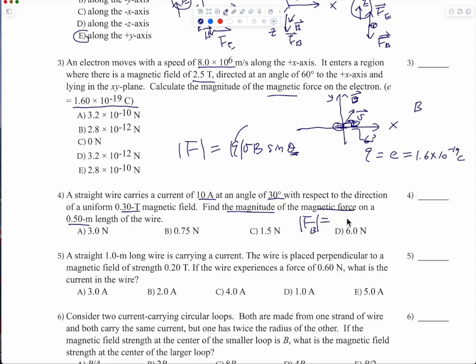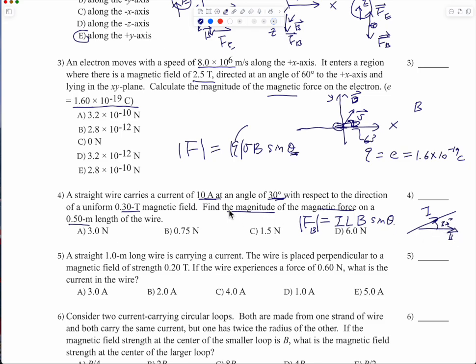You put everything associated with the current-carrying conductor: you have a current in the conductor, you have a length, and then you have the magnetic field. And remember, it's sine theta, where theta here is 30 degrees, the angle of the current with respect to the direction of the field. So this is the current direction, and this is the field, 30 degrees.